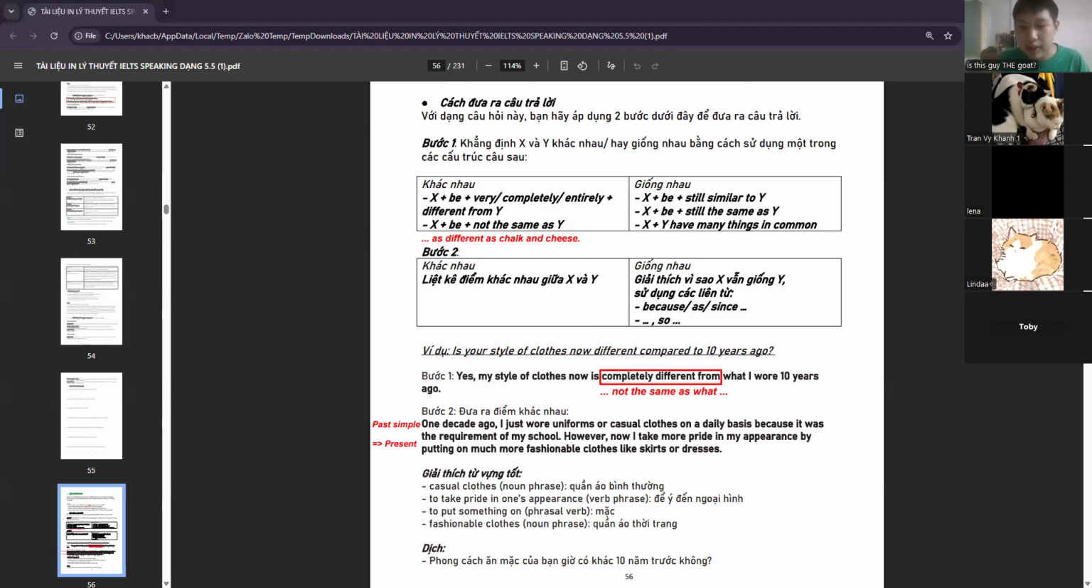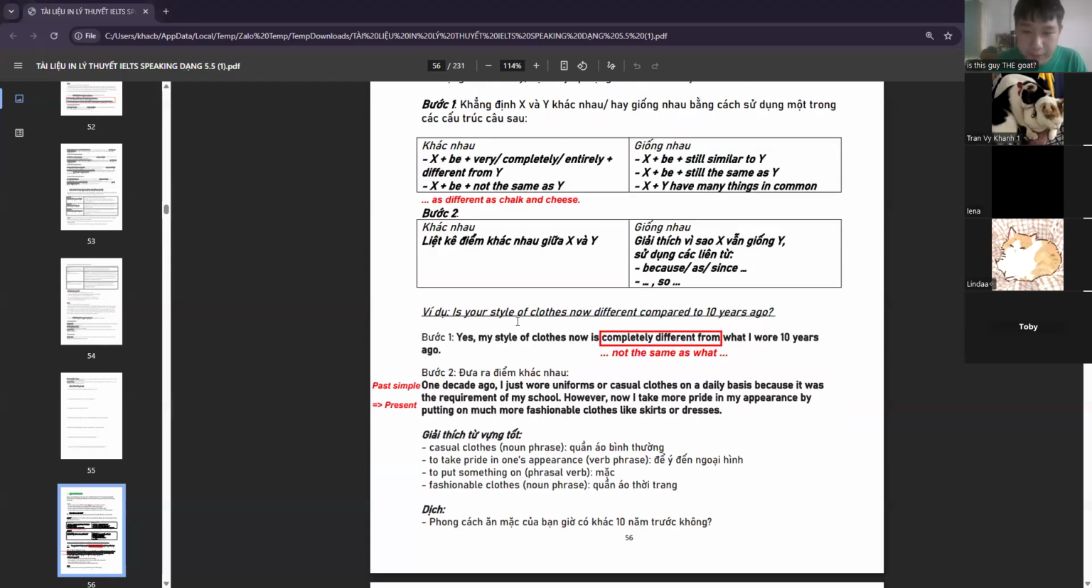You need to show them whether the thing has changed or not. In this case, it has. And if you want to say yes, it has changed, you need to say that. If you say no, then don't. So yeah. All right. So for example, let's see the question: are your style of clothes now different compared to 10 years ago? So the first part you need to say, yeah, my style of clothes are now completely different from what I wore 10 years ago. And then you need to show the difference. All right, okay, you need to show the difference.